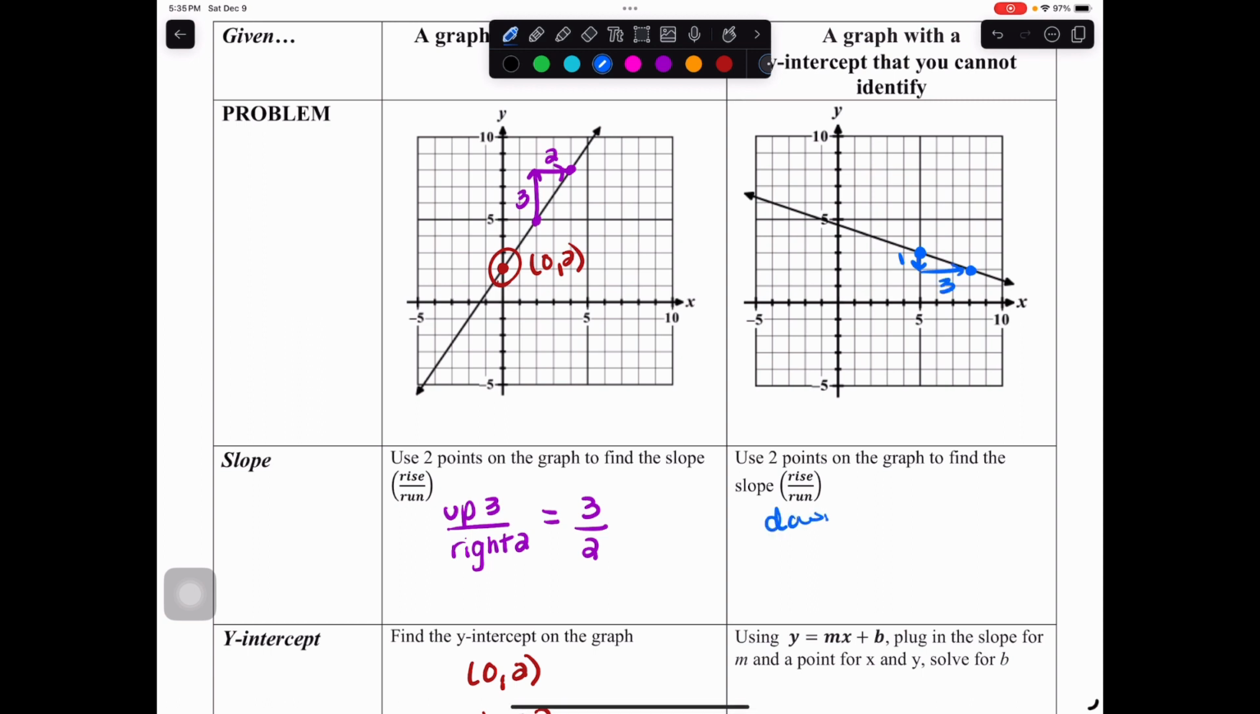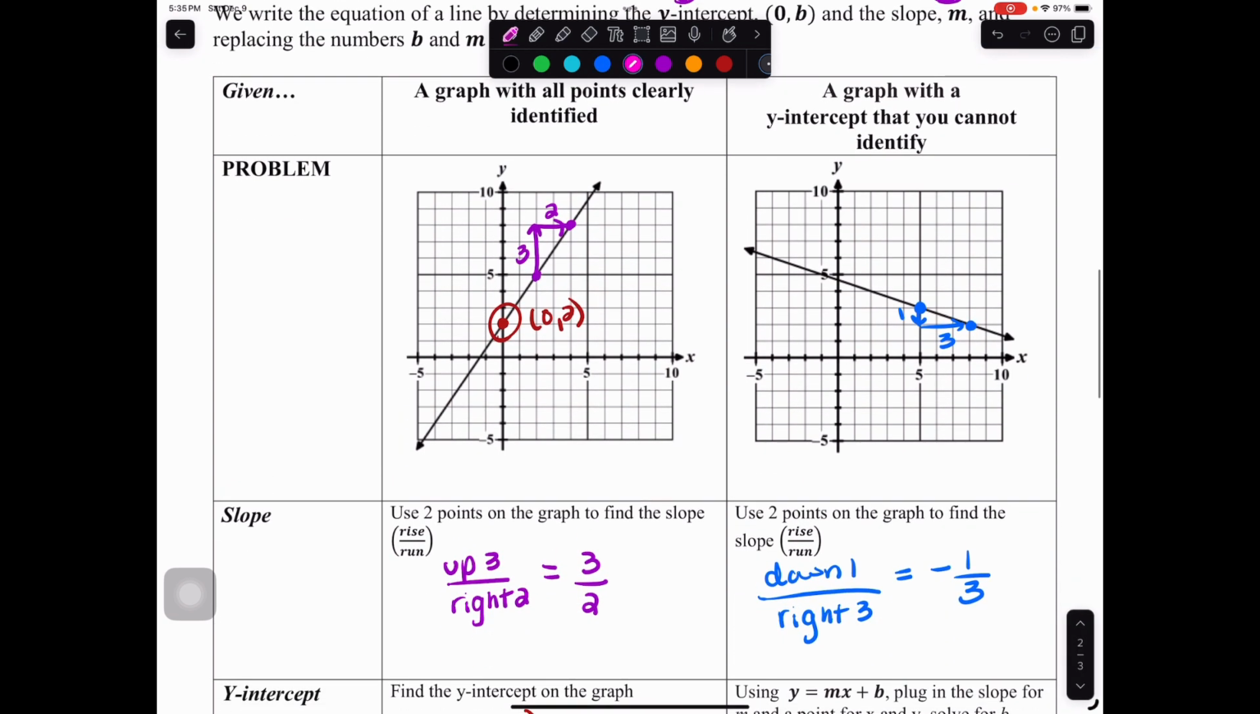So down 1, right 3. Down 1 would be a -1. Right 3 would be a +3. So my slope is -1/3. That part is done. However, when I go to find the y-intercept, I cannot tell where that's crossing. So let's write that. Can't tell.